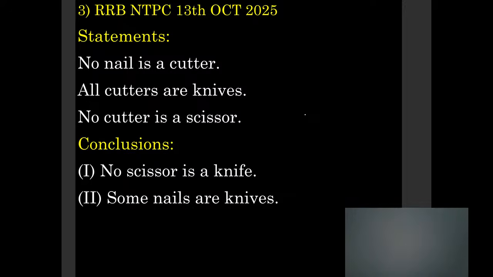We have three statements and we have two conclusions. The first statement says that no nail is a cutter. It means no, so intersection should not be possible. You should not intersect. So no means you should take them separately.